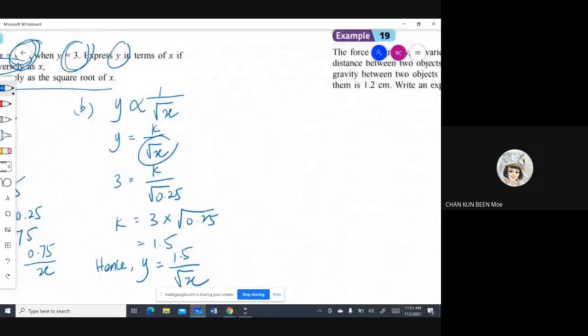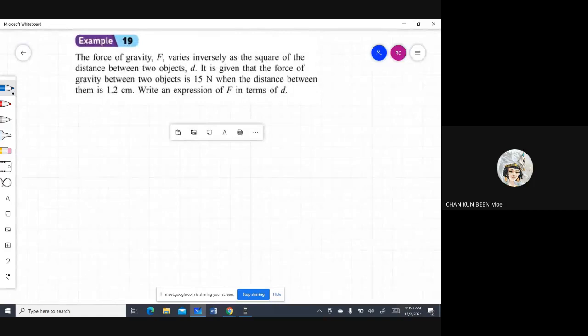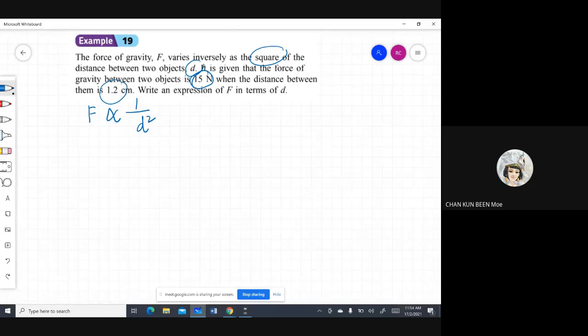Then example 19, the force of gravity F varies inversely as the square of the distance between two objects. So F varies inversely as the square of the distance D between two objects. It is given that the force of gravity between two objects is 15 Newton when the distance between them is 1.2. So we are going to change it to equation F equal to K over D squared. So substitute the F with 15 equal to K over 1.2 squared.